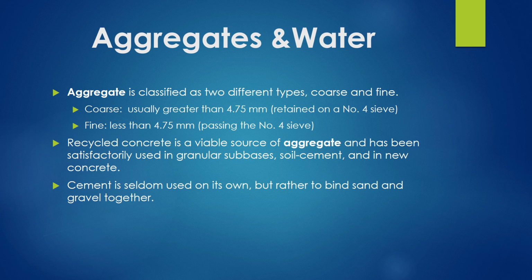Next, we will talk about aggregates and water. Aggregate is classified as two different types, coarse and fine. Coarse is usually greater than 4.75 millimeters and retained on a number 4 sieve. Fine is less than 4.75 millimeters and passes through a number 4 sieve.